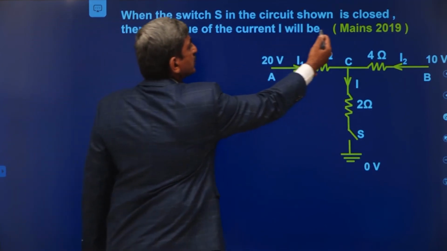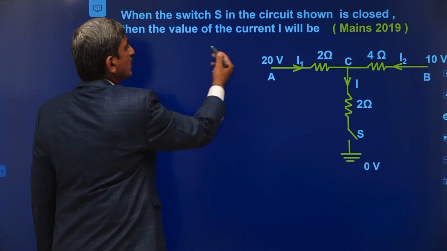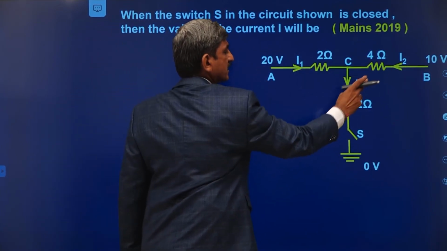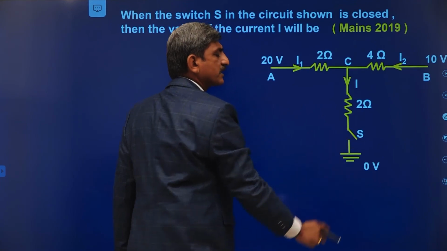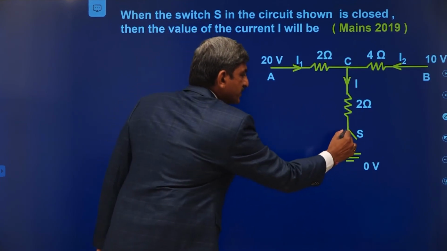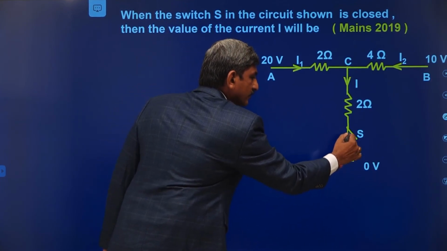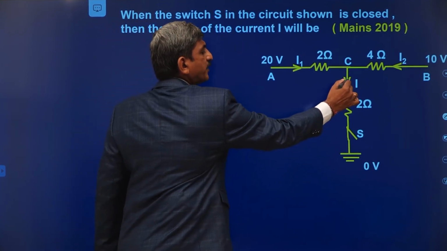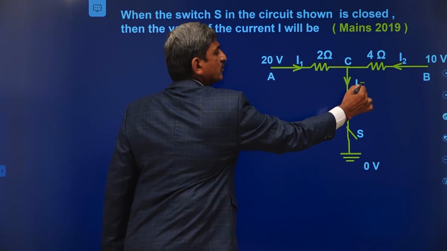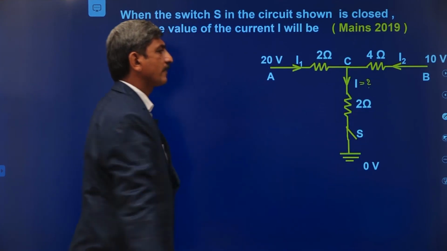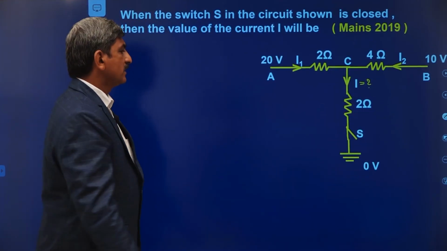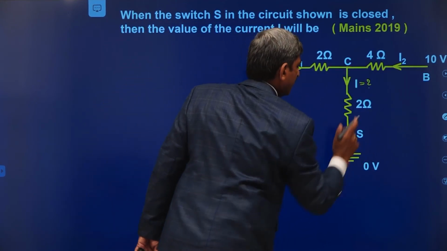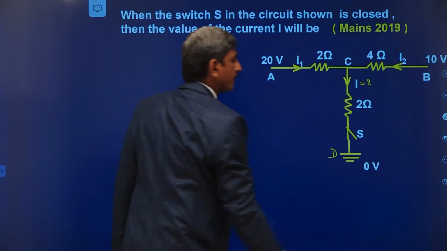If S in the circuit shown is closed, then the value of the current I will be dash. See here, there are 3 resistors and across this resistor a switch is connected. If the switch is closed like this, what is the current passing through the circuit? This I value is to be calculated. See here, the points are marked as A, B, C, say this is D.